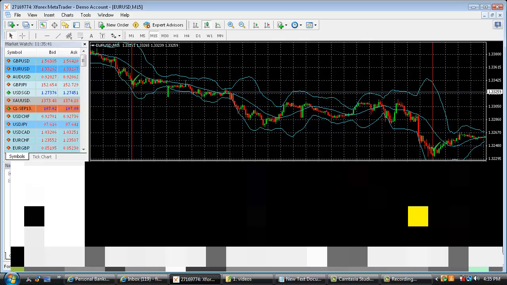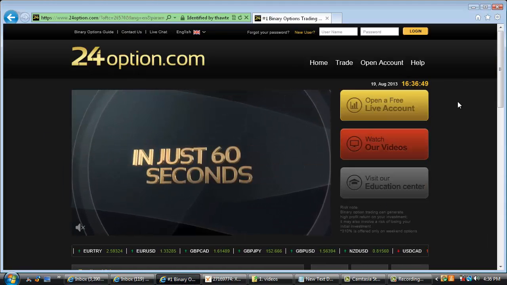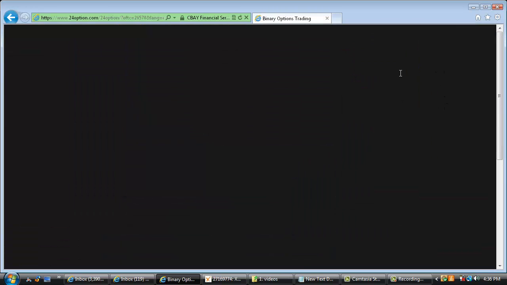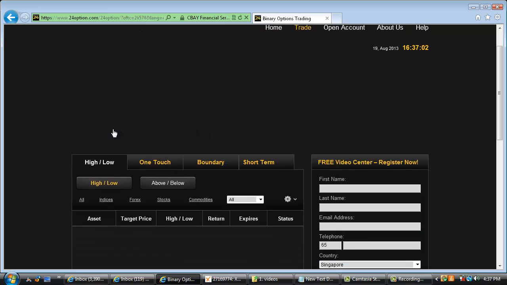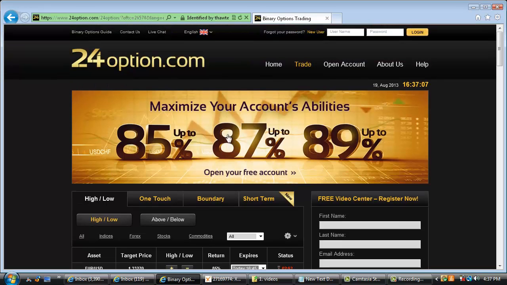Now, 24 options has a variety of assets to trade from. This works with commodities as well. Don't look at indices or stocks. Use this for currencies and commodities. This is the 24 options trading platform, their website. As you can see, they offer up to 89%, but this is the gold.